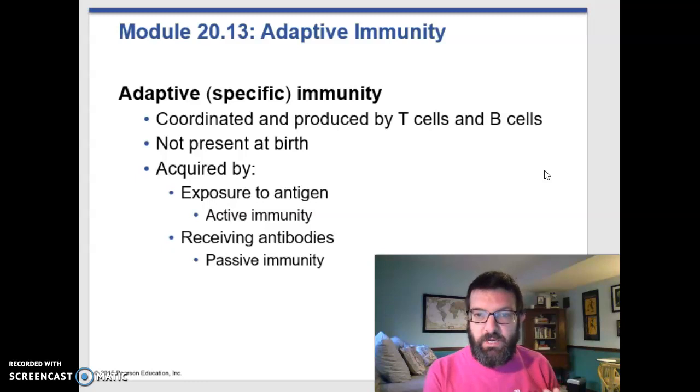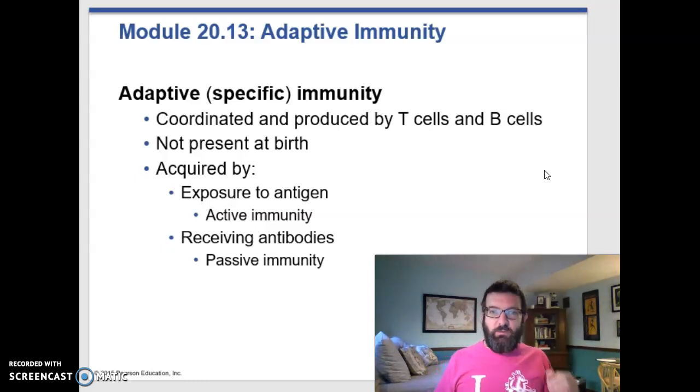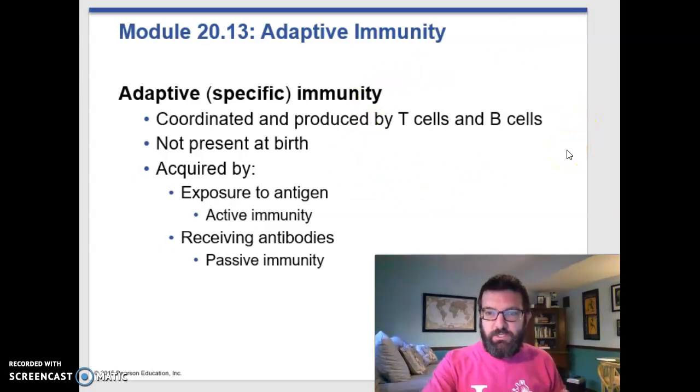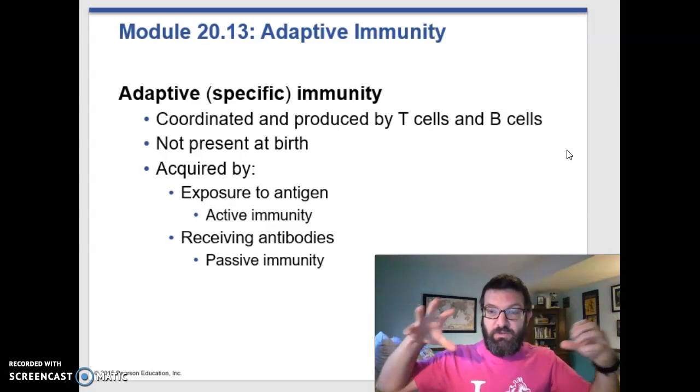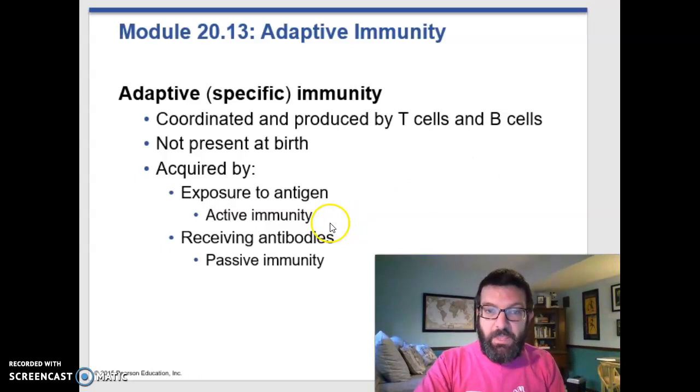And this is coordinated by those lymphocytes that we talked about earlier, your T cells and your B cells. And this has to be acquired, right? That's why it's adaptive, right? You're not born with this stuff. It has to be acquired, and it's very specific because these cells, each individual T cell or B cell will only respond to the pathogens that have antigens on the outside of their cells that fit with the antigen receptor that these T or B cells have.